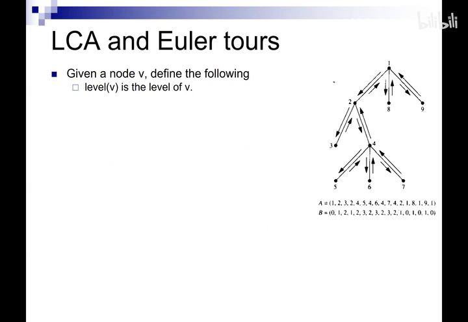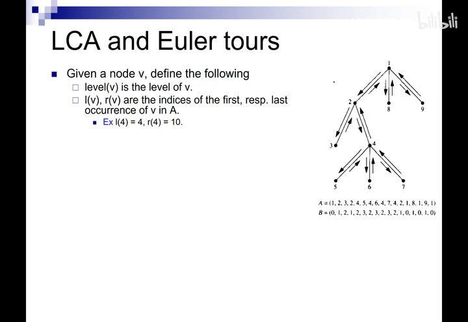Now given a node v, we're going to denote the level of v to be the depth of v. And now we're also going to define the values L of v and R of v. L of v is going to be the index for the first occurrence of v in A, and R of v is going to be the index for the last occurrence.